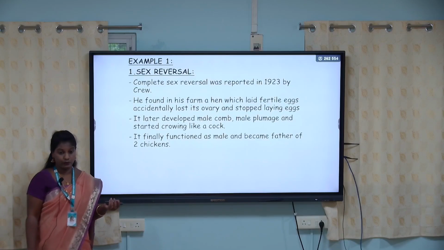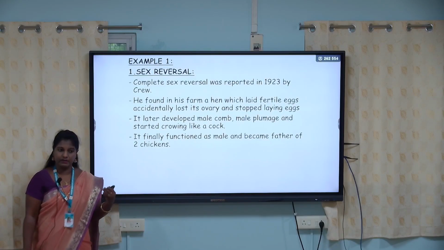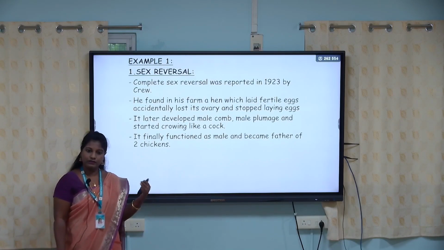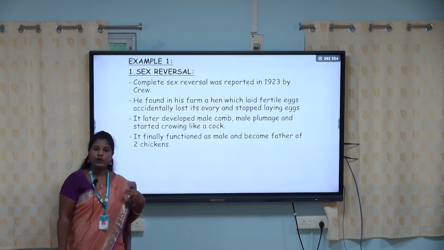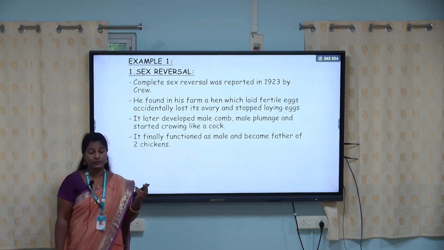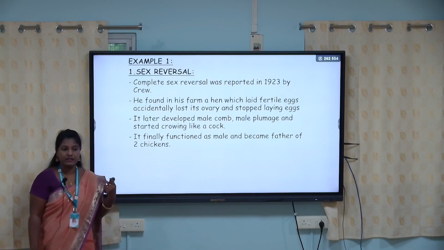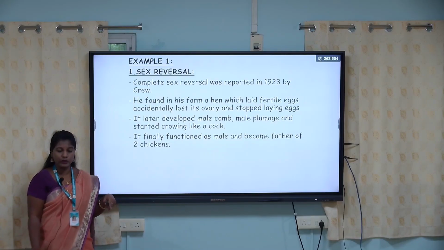He finally reported that this particular male, that is the cock, was the father of two chickens. It produced fertile sperms which were able to fuse during fertilization and produce chickens, in combination with a hen.